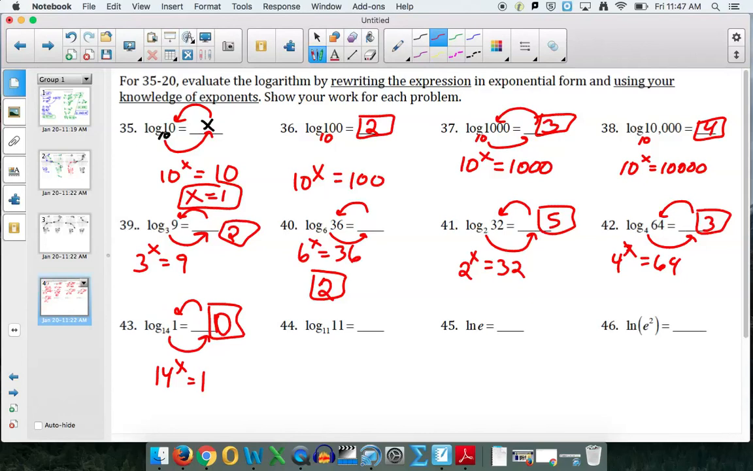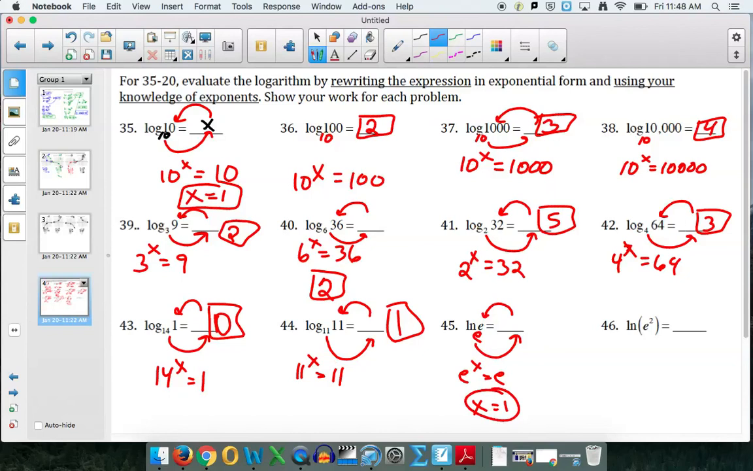For 44, log base 11 of 11. 11 to what power gives us 11? We do just get 1 for that. 11 to the first power. 45, natural log of e. Remember, natural log is a base of e. And so if we rewrite this, we get e to what power gives us e. Kind of like the problem right before, this is just an x equals 1. So the natural log of e is always 1.